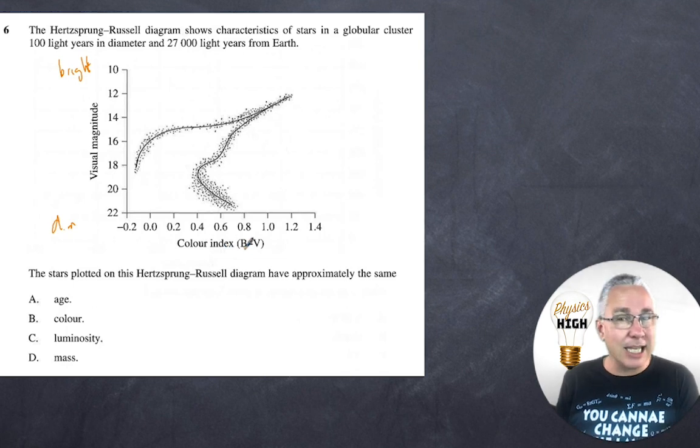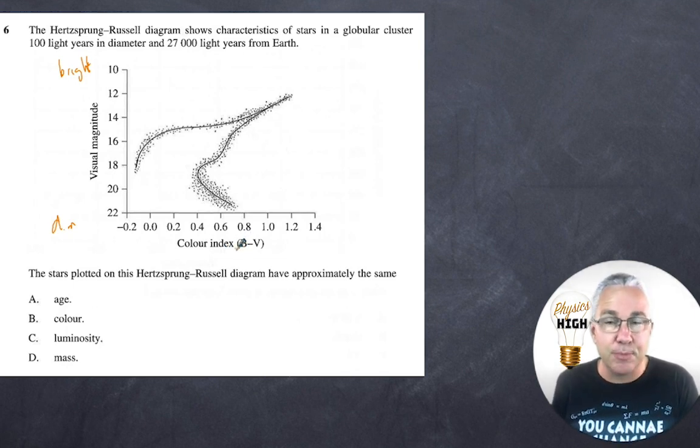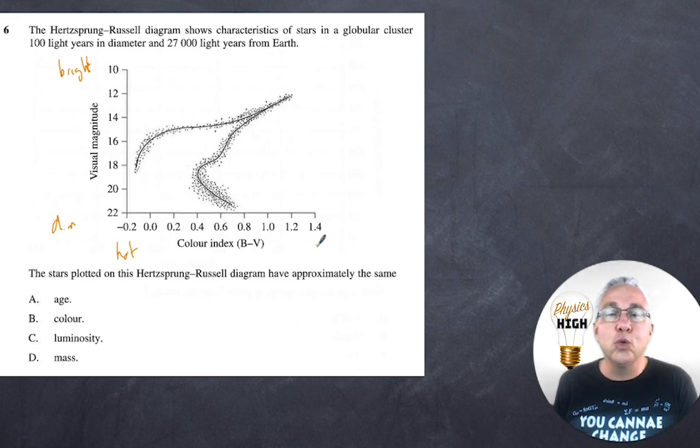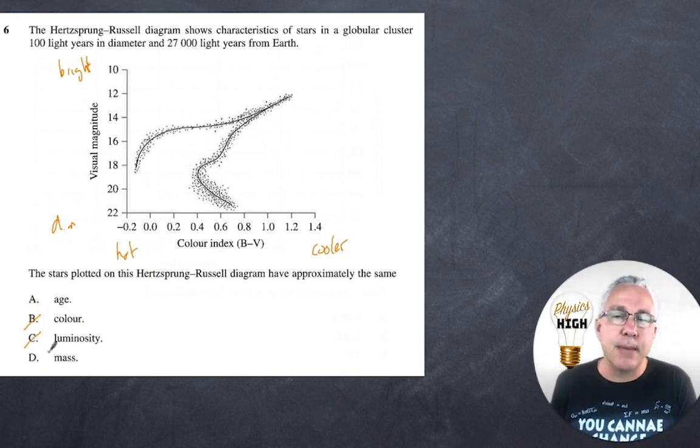Now over here it says color index, but if you're understanding your Hertzsprung-Russell diagram, then we've got very hot stars over here and cooler stars. I'll say cooler because they're not cold, but at least they're lower temperatures than the ones over here. Then what we can automatically remove is the fact that the color is not the same and the luminosity is not the same. So B and C are incorrect. That leaves us age and mass.